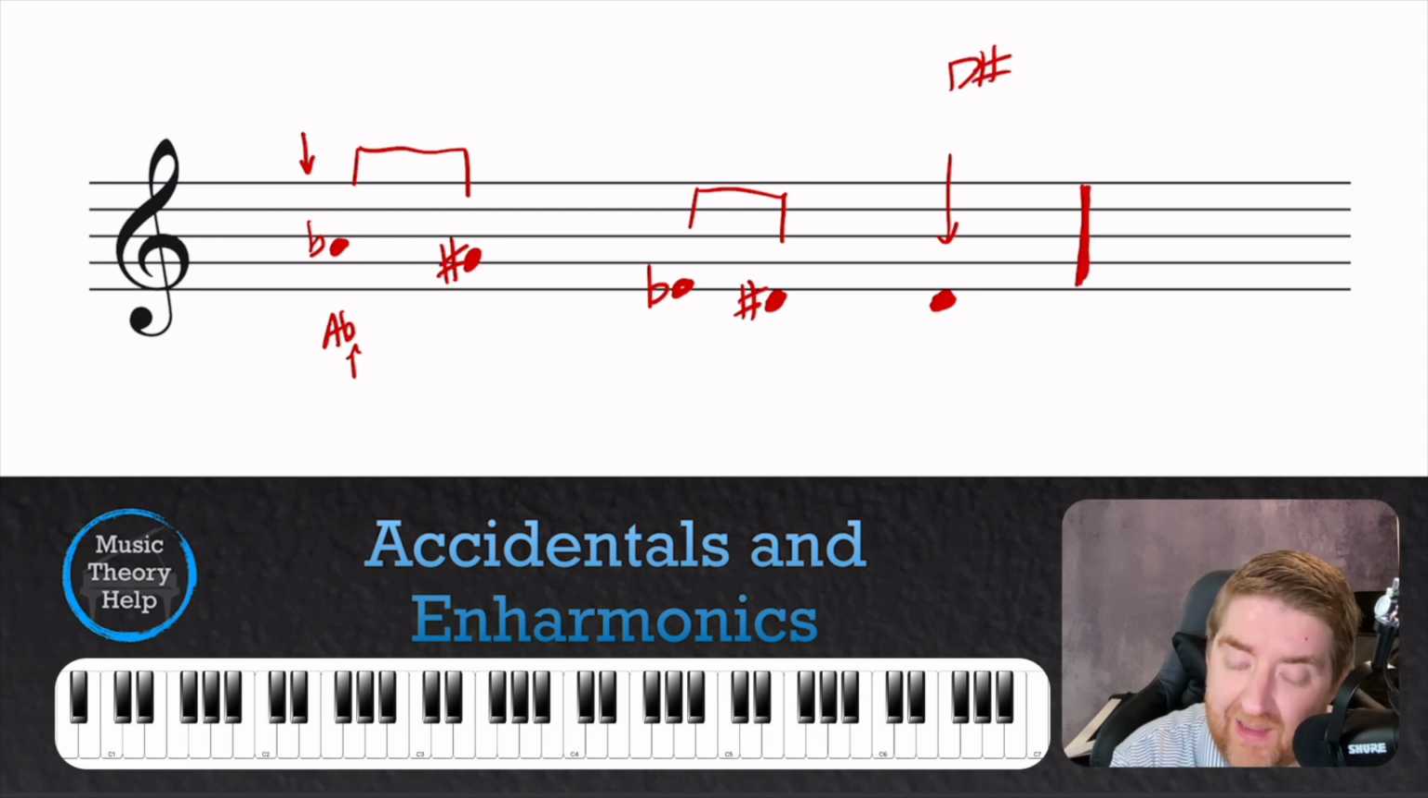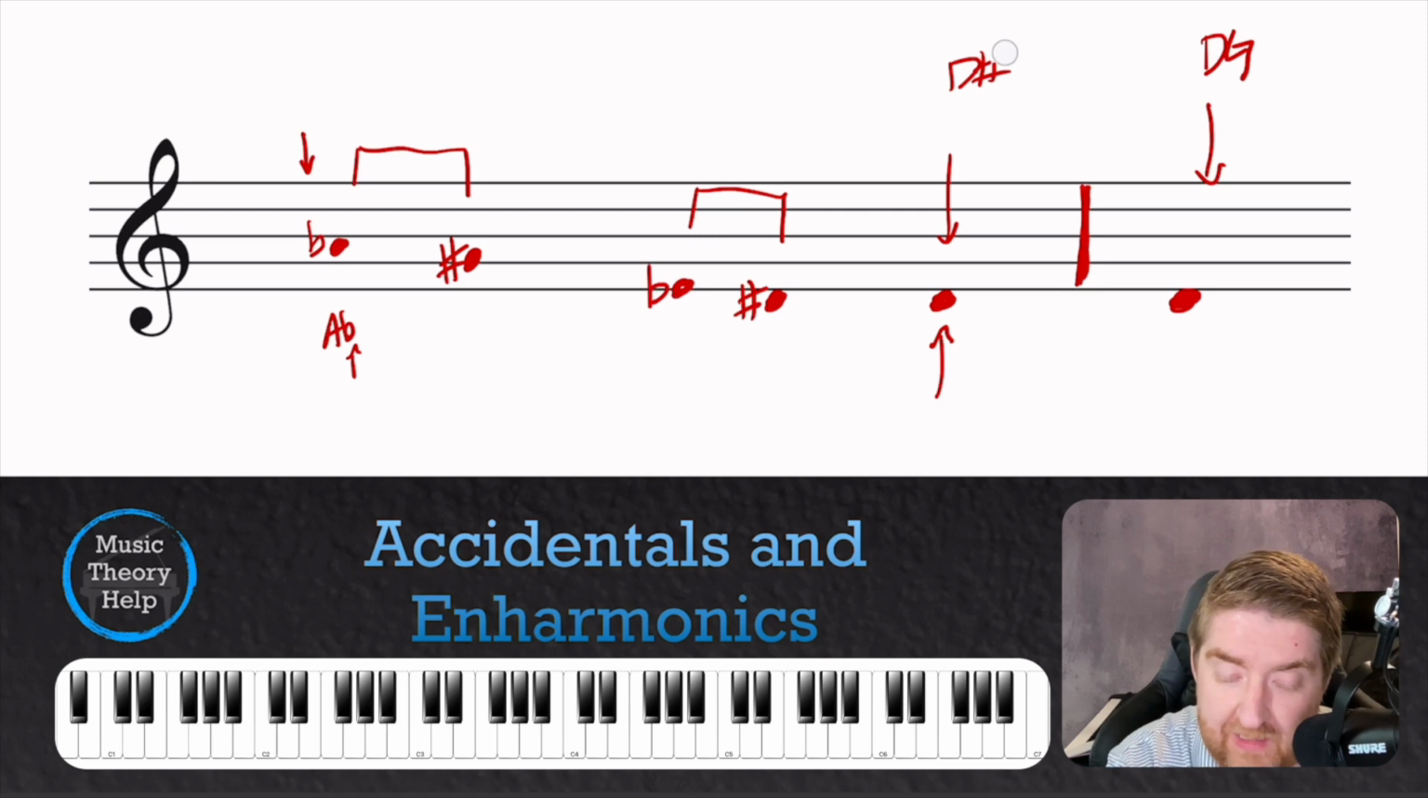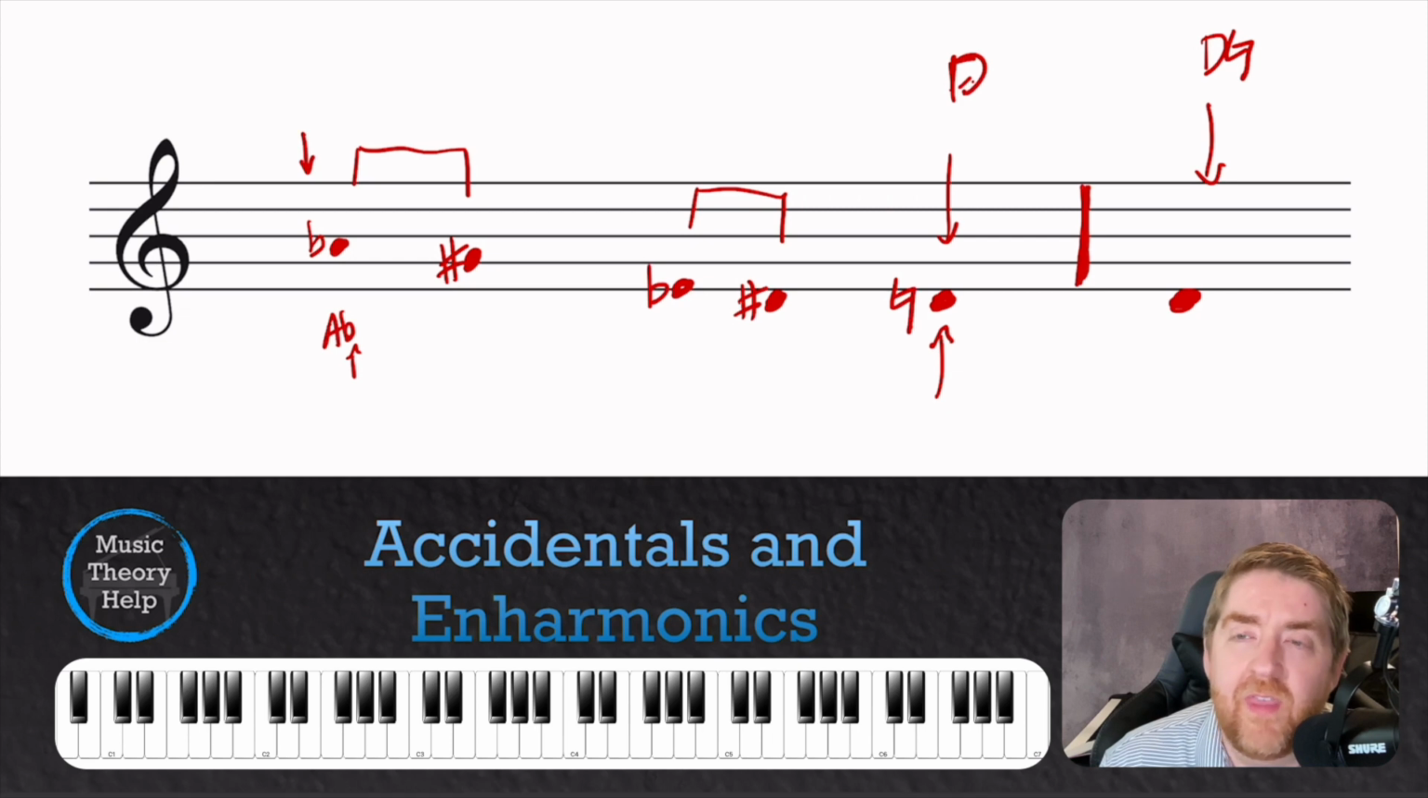The bar line cancels an accidental. If I write a D here, this is a D natural. What if we wanted this one to be a D natural? We didn't want it to be a D sharp. We would actually write a natural in front of the note, and then it would be a D natural instead of a D sharp. The important thing to know there is that the bar line cancels the accidental as well.